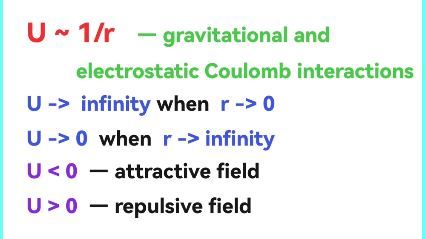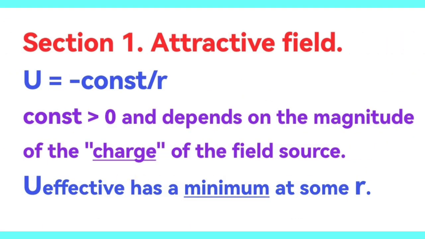Potential energy in such a field becomes infinite at the center of the field, and decreases monotonically with distance from the center of the field, tending to zero at infinity. Depending on the sign of the potential energy, such a field can be either an attractive field or a repulsive field. Section 1. Attractive field.